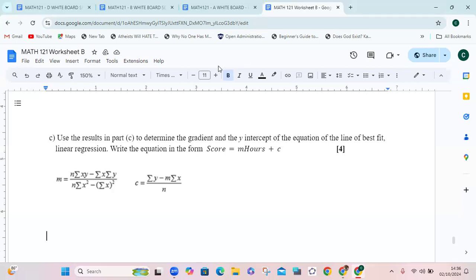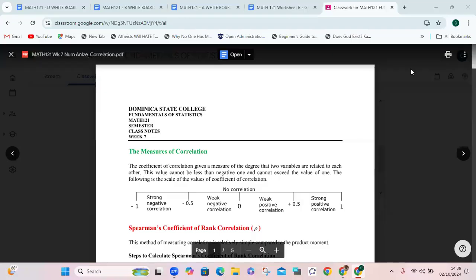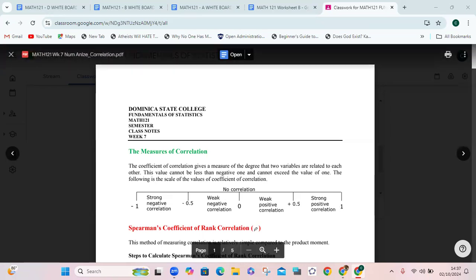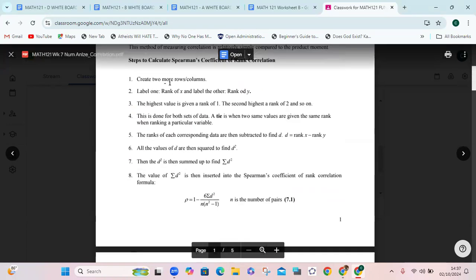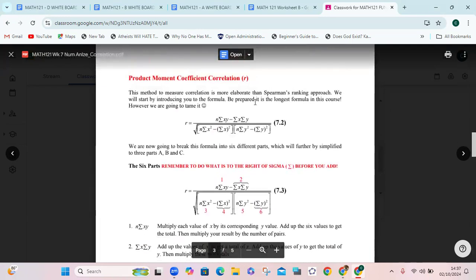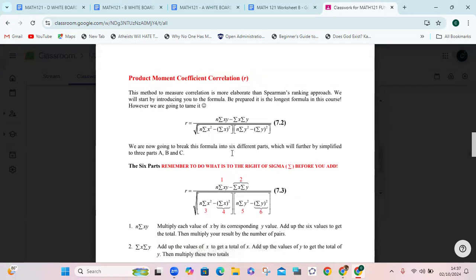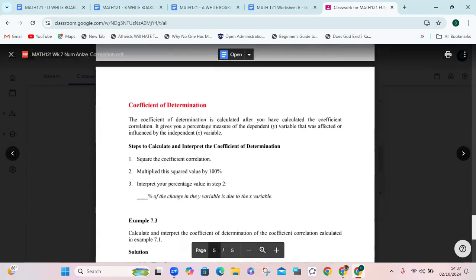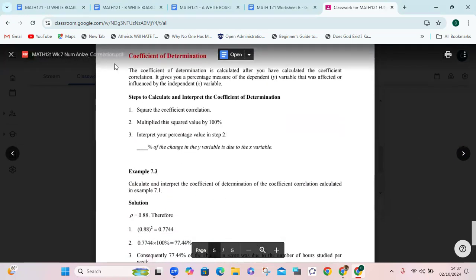Now to do that, let us go to weekly notes number 7. So we are now in weekly notes number 7. As you can see, the values for correlation is between -1 and 1 inclusive. So we have to take that into consideration. So here we've got the steps for the product moment correlation and coefficient of determination. Now weekly notes 8 will be on regression.